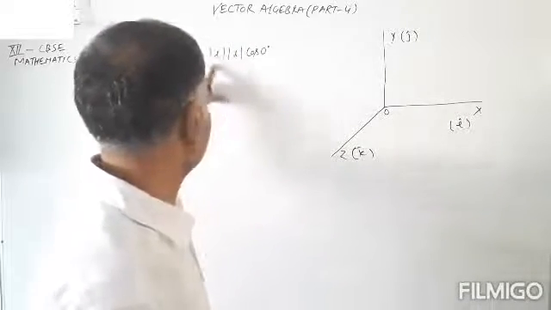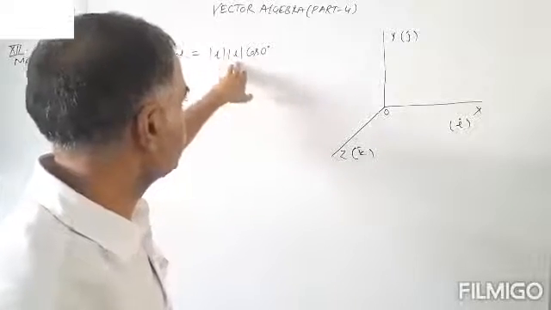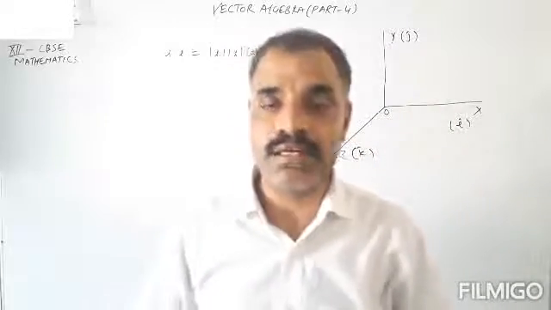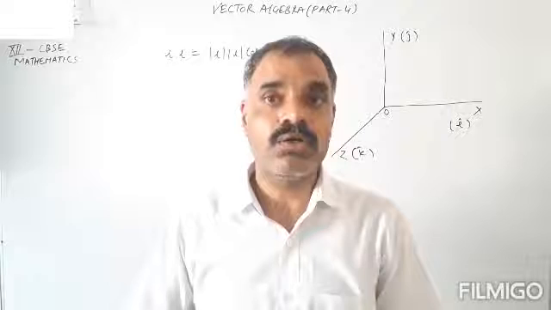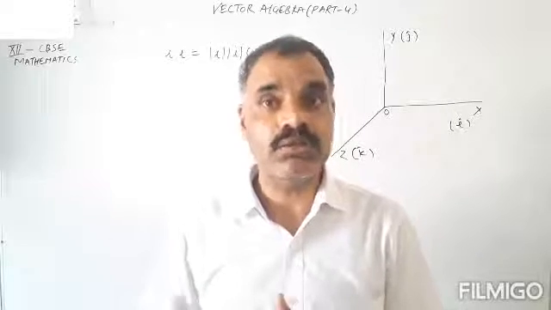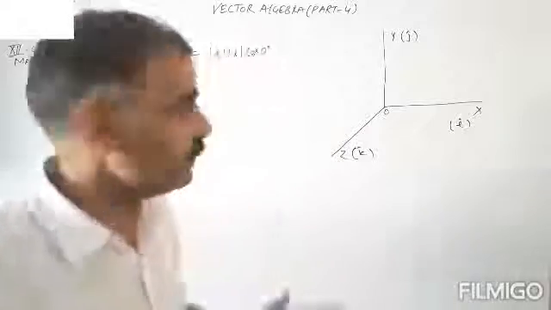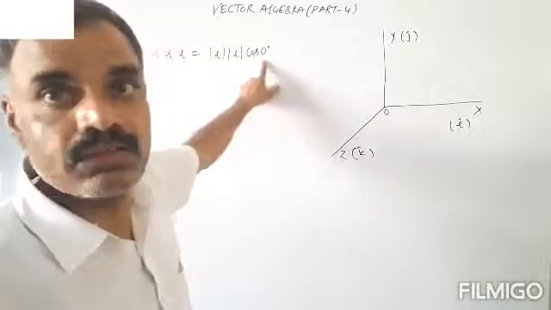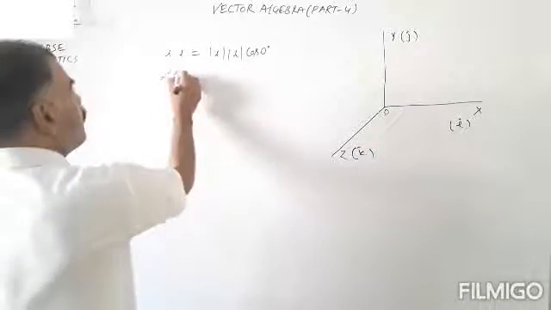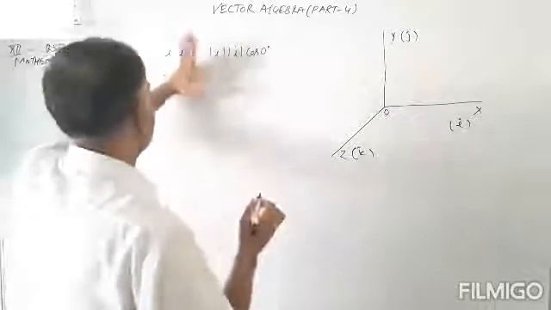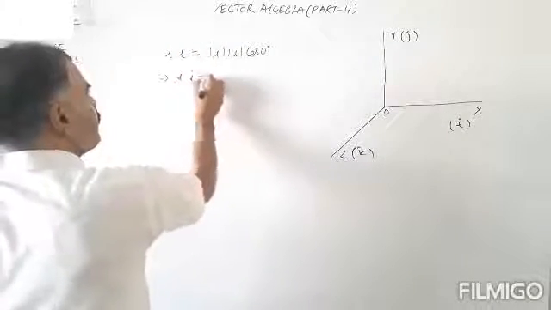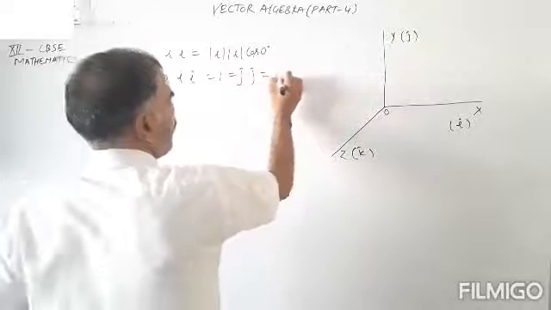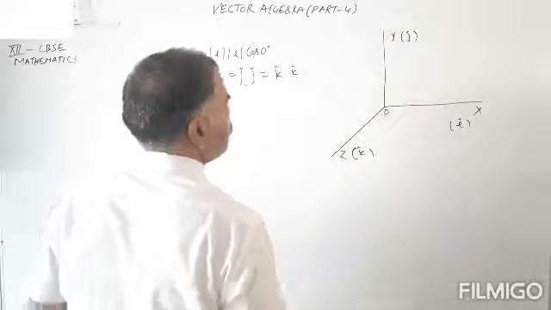So i cap dot i cap equals magnitude of i cap times magnitude of i cap times cos 0 degree, using the formula a vector dot b vector equals magnitude of a vector times magnitude of b vector times cos theta. Theta is 0 degree, and cos 0 equals 1. This is a unit vector, so the magnitude is 1. So i cap dot i cap equals 1. Similarly, j cap dot j cap equals 1 and k cap dot k cap is also equal to 1.